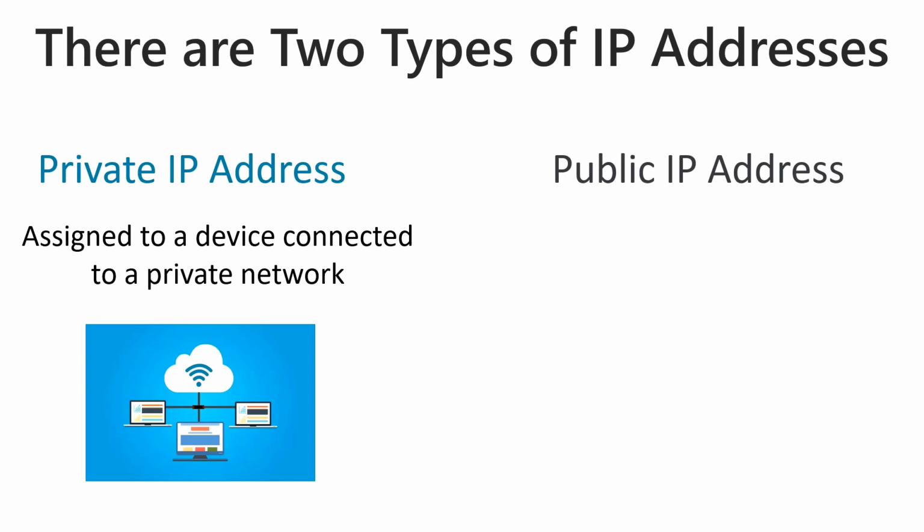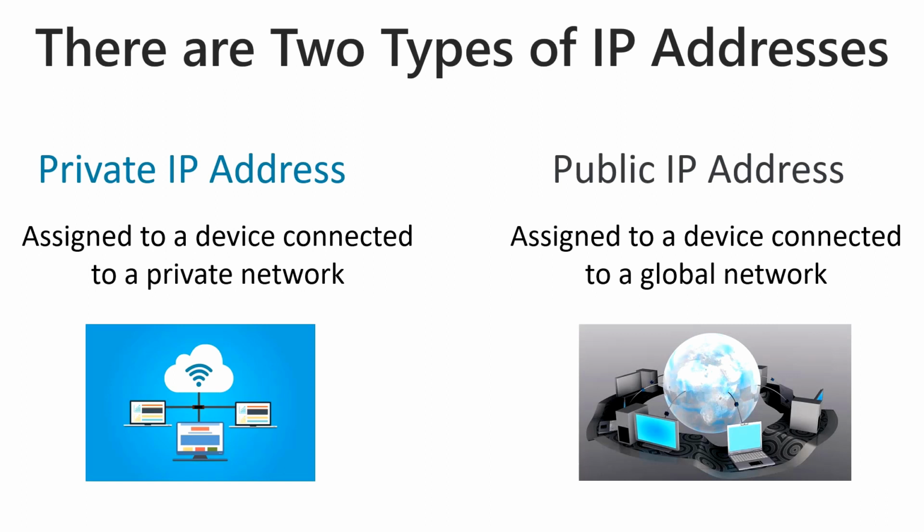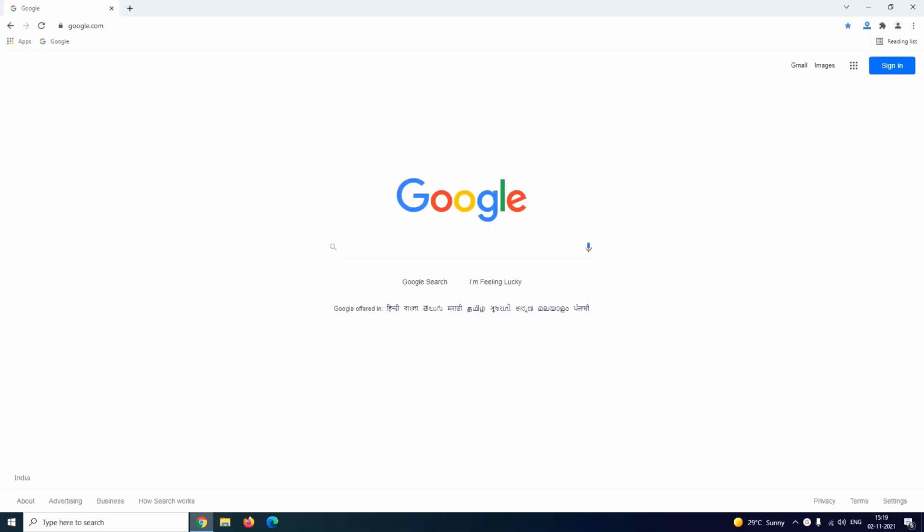Now let us talk about the public IP address. This address is unique globally and it is provided by the Internet Service Provider. For example, a device connected to a global network is assigned a public IP address. Let's start with finding the public IP address first.